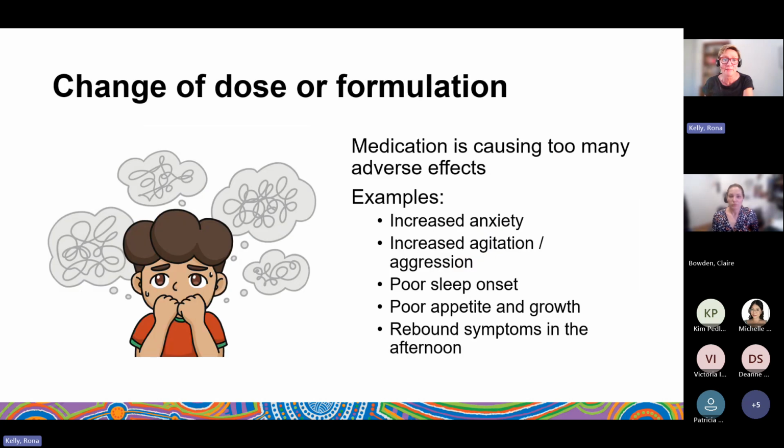Another scenario is where the positive effects of the medicine are good, but the adverse effects are really impacting on quality of life. And this is often the mood and behavioral side effects. So kids, particularly if they were prone to anxiousness, might have increased anxiety, as we talked about in the last webinar. There might be increased agitation and aggression, sleep onset that is persistently bad, persistent poor appetite, and symptoms in the afternoon that are really tricky. So we just have to consider the different types of medicine that are used, the profile effect of each of them, and that really changing the dose or the formulation might be the response to this.